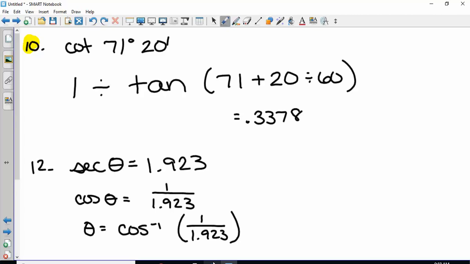I'm probably going to put one on the test like this. You might put a little star next to this one, just making sure you really understand what you're doing on the calculator. So cosine inverse 1 divided by 1.923, and I get 58.664 degrees.